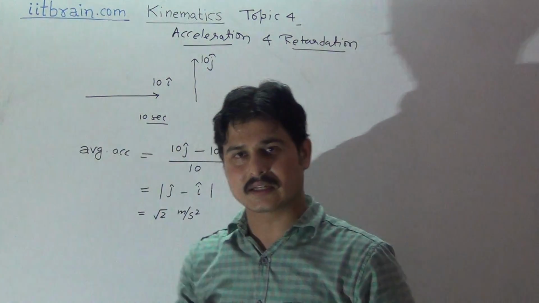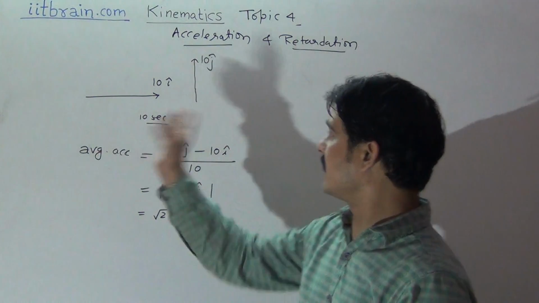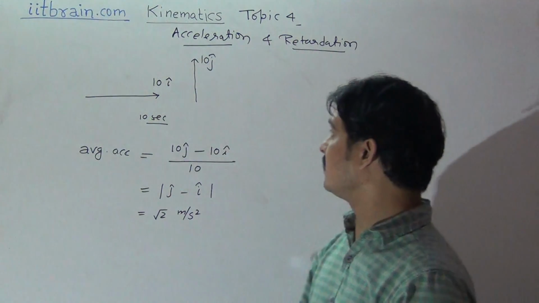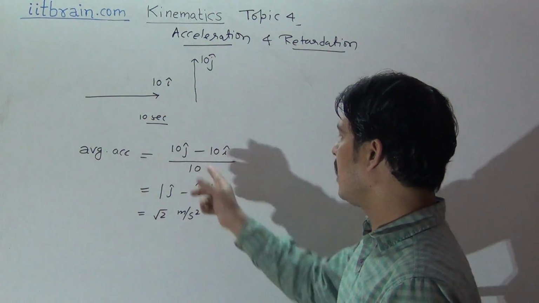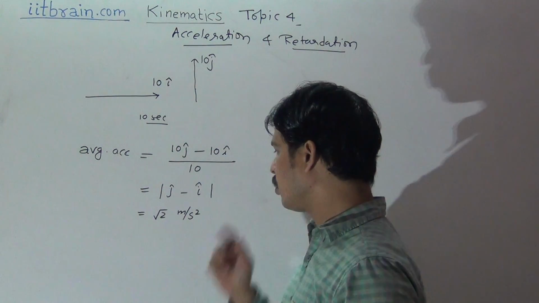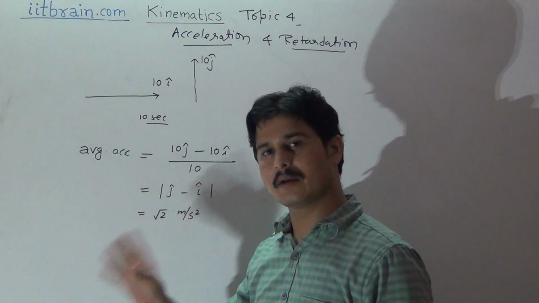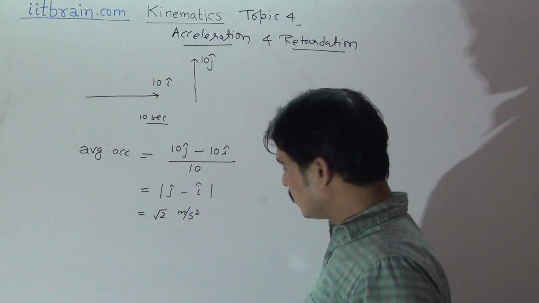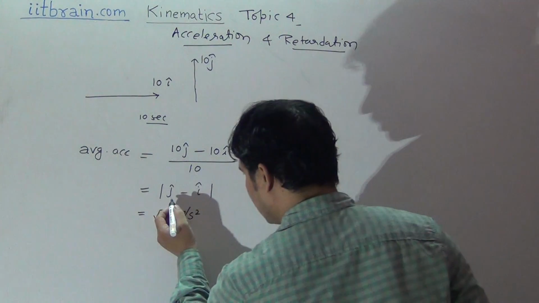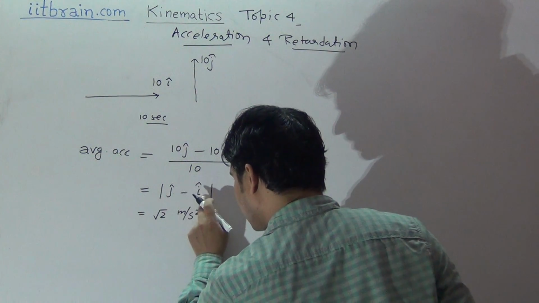The particle is moving along the x-axis with velocity 10, it is 10i. And after 10 seconds, its velocity is 10j. So average acceleration is (10j minus 10i) upon 10. It is j minus i, mod, it is root 2 meter per second square. So the average acceleration of the particle is root 2 meter per second square, and its direction is the direction of this vector, minus i plus j.